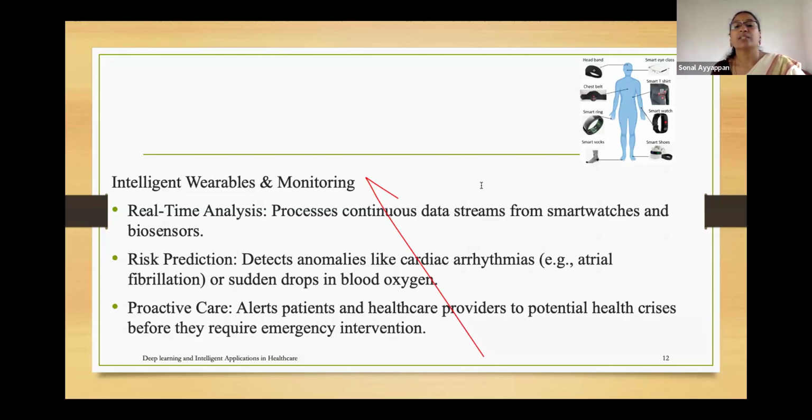Next are chest belts and smart t-shirts, again measuring ECG signals. Smart watches and rings, we are all using them. Heart rate, blood sugar, and blood oxygen are all evidently shown there.